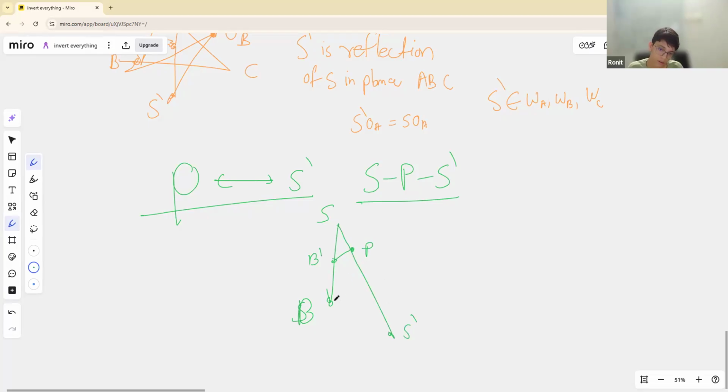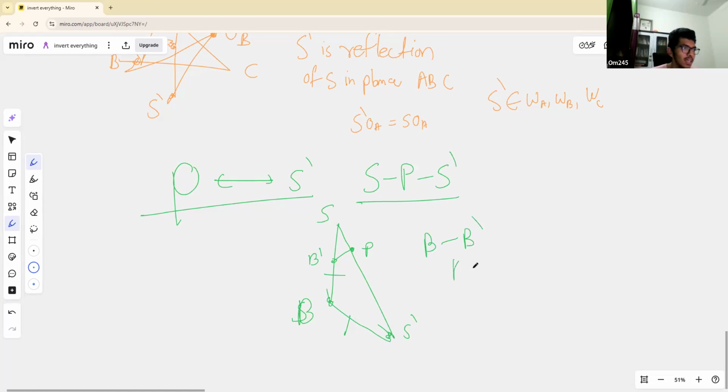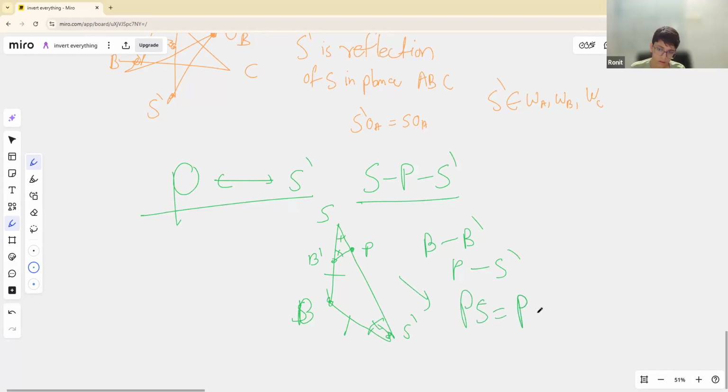Now we know that S dash is the reflection of S in the plane ABC. That implies this is equal to this. We know B and B dash are images of each other, and P and S dash are images of each other. So now we use angle chase. This angle is equal to this angle is equal to this angle, which implies PS equals PB.